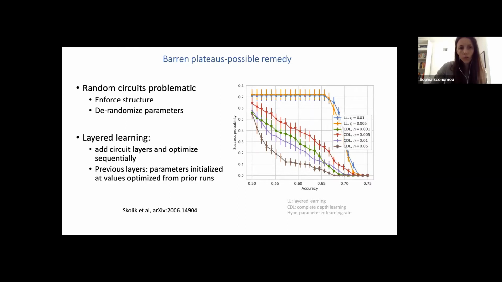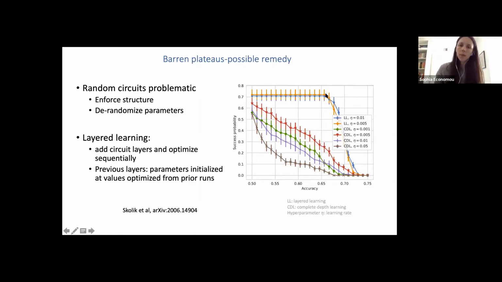So the solution they propose is to have this layered learning structure. If you have a circuit that has this kind of natural layering that I showed you earlier on, instead of taking the whole thing and trying to optimize that, just optimize it in layers. And then once you optimize the first layer, use that as your initial guess for the parameters when you add the second layer. So that way you're putting in some structure, you're decreasing randomness, and in their simulations, it seems to be actually helping. So the success probability is shown here.